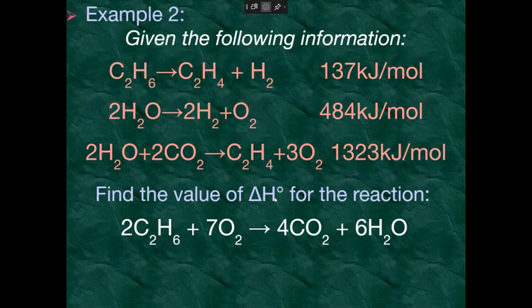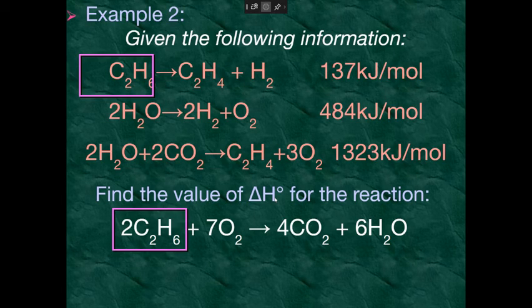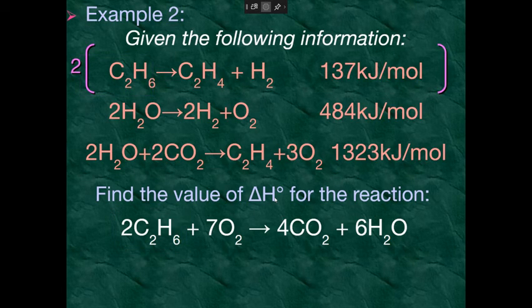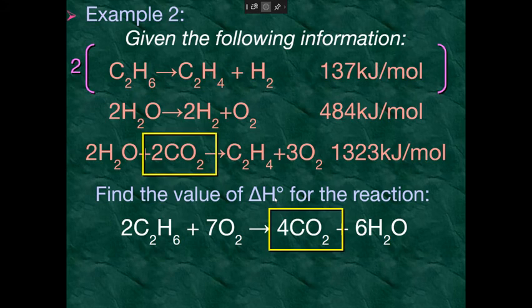Okay, so we're given 3 equations, and our target is written at the bottom this time. So let's just start at the beginning. C2H6. I find C2H6 in the first equation, but I need to multiply the first equation by 2. Then I'm skipping over oxygen because oxygen's in more than one reaction.